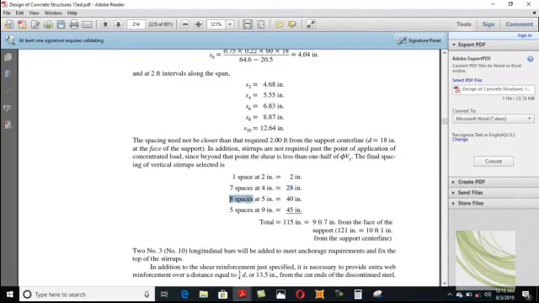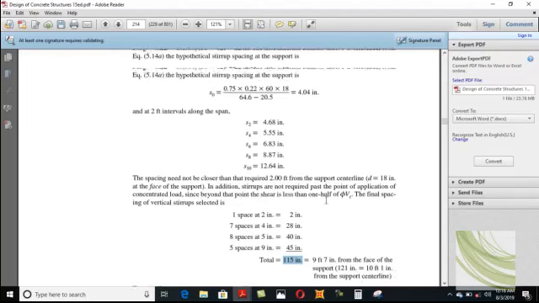Then they select 8 spaces at a distance of 5 inch and they cover 40 inches. And then they select 5 spaces at a rate of 9 inches, they cover 45. A total of 115 inches is covered, 9 feet 7 inches from the face of the support. That gives you 121 inches, 10 feet 1 inch from the support center line.